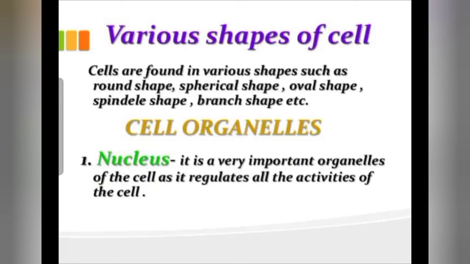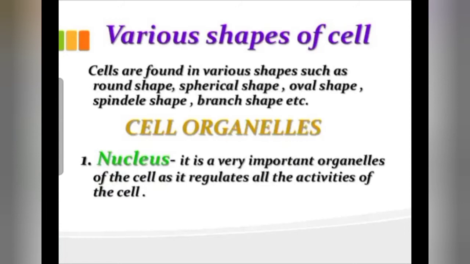Now we'll discuss various shapes of cells and various cell organelles. Cells are found in various shapes such as round shape, spherical shape, oval shape, spindle shape, branch shape that we have discussed already. So now we'll discuss the components that are present in the cell. The components that are present in the cell, or we can say in the cytoplasm, are called cell organelles.